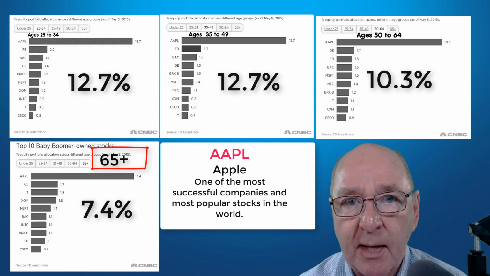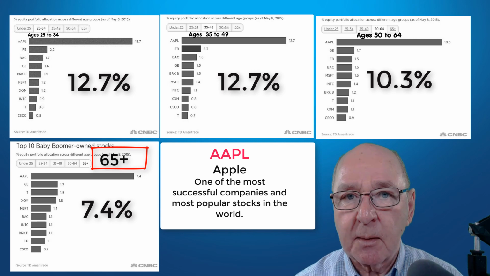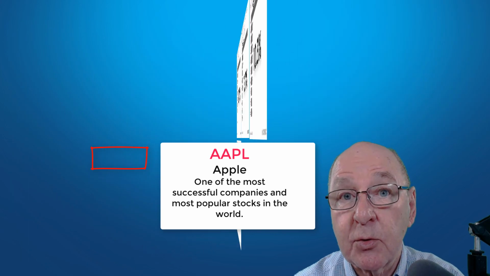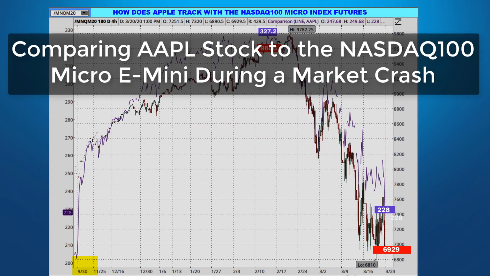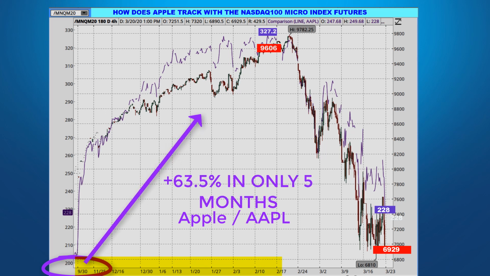Now I want to show you what's happened to Apple stock recently, and I'll compare it to a stock index so you can get some gauge about what we're talking about here that'll help you understand the index better so you can trade better. Now we're going to compare one of the most popular stocks in the world, Apple, with a NASDAQ100 Micro E-Mini. It's amazing. Between September 30th, 2019 until March 20th, 2020, the stock rose an incredible 63.5% in only 5 months. And this is why Apple stock is one of the most popular stocks in the world.